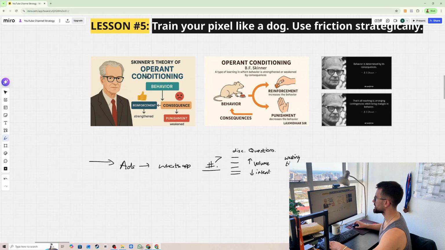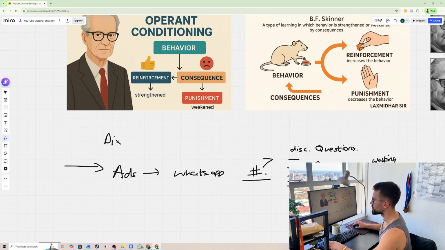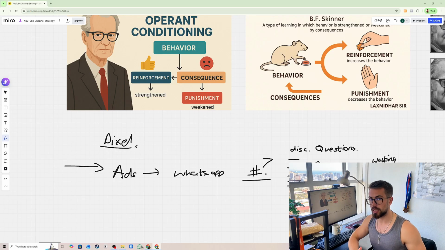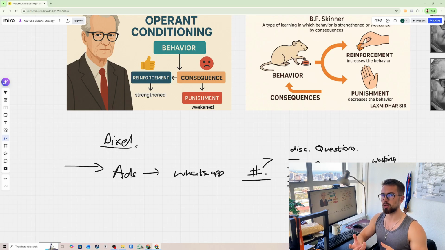Now, if you were the Pixel, for those of you that don't know, the Pixel is a brilliant piece of technology that's in Facebook ads and Instagram ads, Meta ads. And the Pixel is a tracking code. Not only does it track a conversion, so if someone submits an application, you get a 1. Or if someone purchases on your Shopify store, you get a 1. If someone opts into your email list, you get a 1.